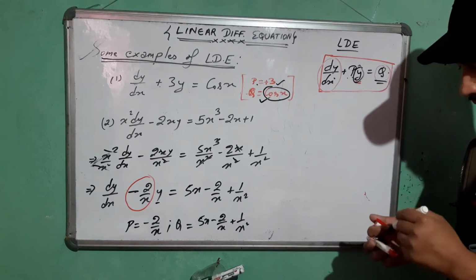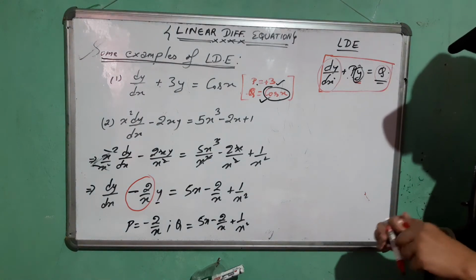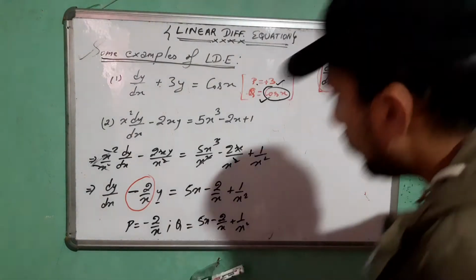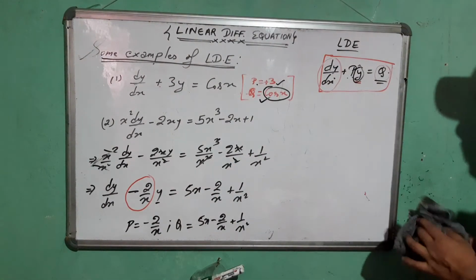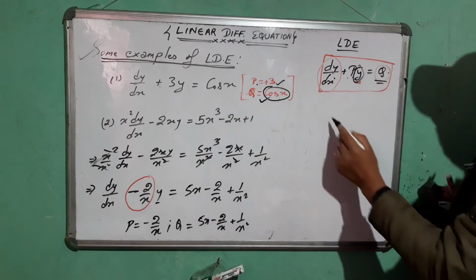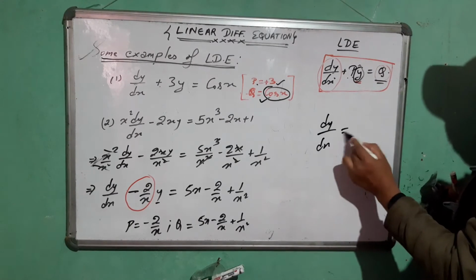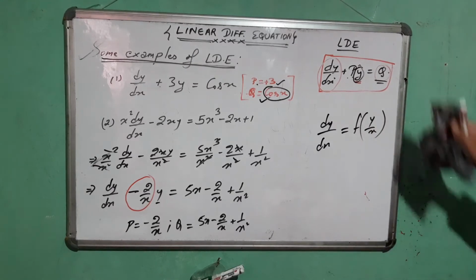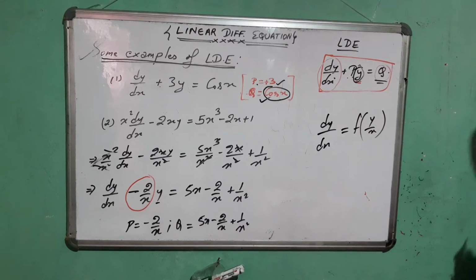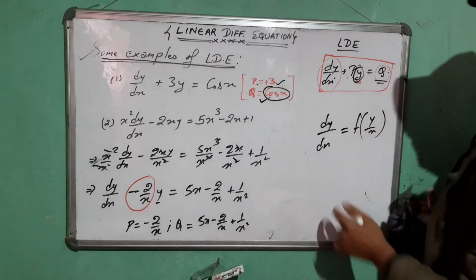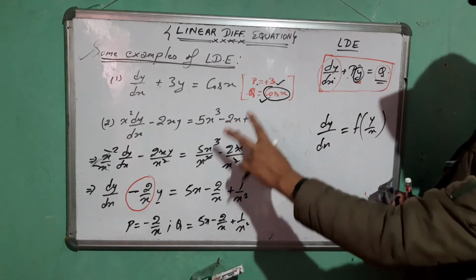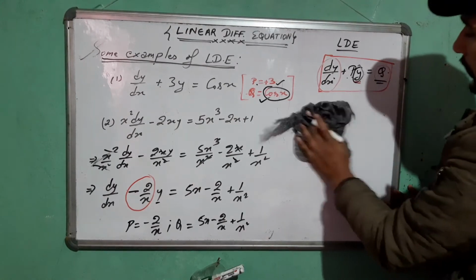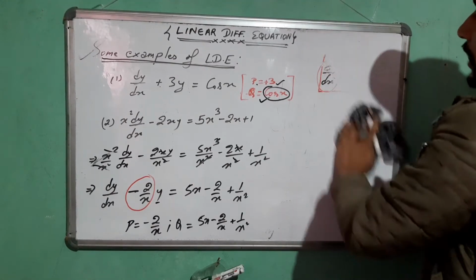So with the examples you must be very clear what type of equation is called a linear differential equation, what type of equation is called a homogeneous differential equation. For a homogeneous differential equation, dy/dx should be equal to f of y by x, isn't it? You should be able to express the given differential equation in this form. And for a linear differential equation, you should be able to express the given differential equation in this form. Okay, I'll give one more example.